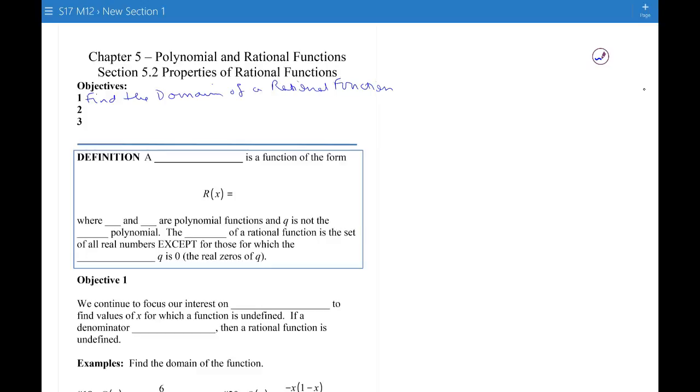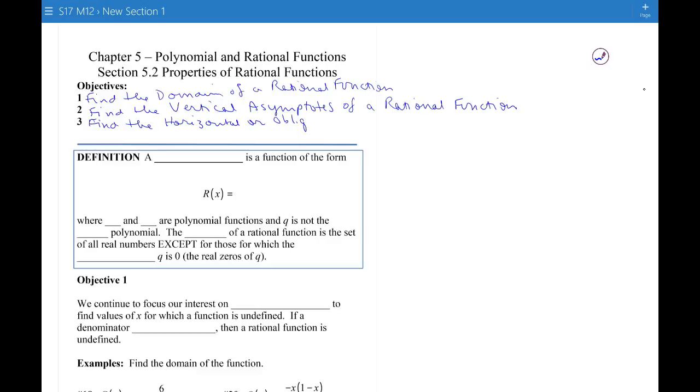And you'll see that that leads right into finding the vertical asymptotes of a rational function. And then we're going to find the horizontal or, if there is one, the oblique, also called slant, asymptote of a rational function.